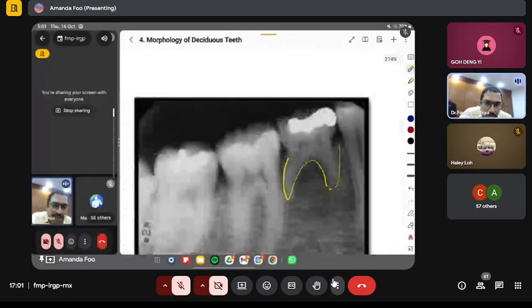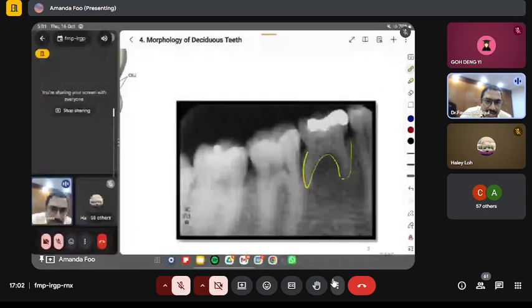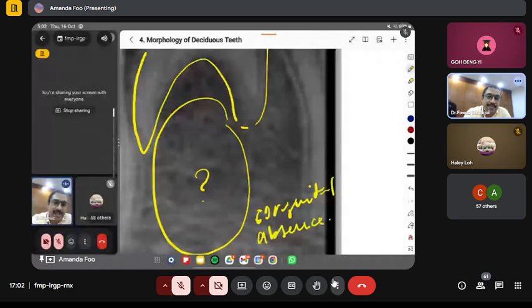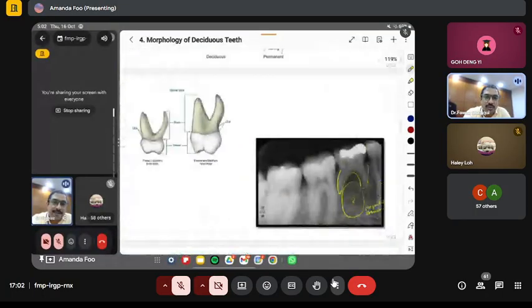So this is supposed to have the succedaneous premolar, right? I don't see the premolar in the radiograph. Where is it? It is congenitally absent. So that is why we took the radiograph, to find out if the premolar is there. Should we extract the second molar or not? When the premolar is congenitally missing, we will retain the primary second molar for as long as possible. So that is why we know the flaring of the root is to accommodate the premolar.